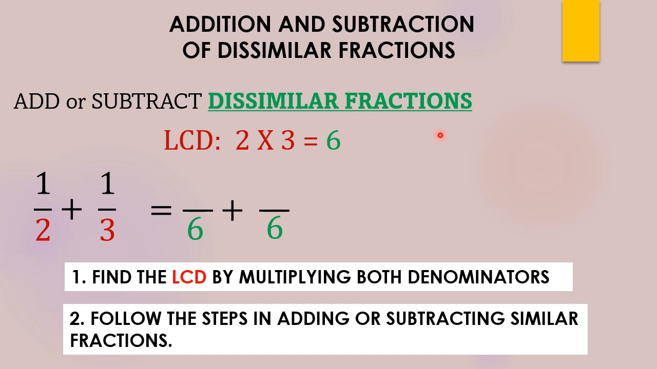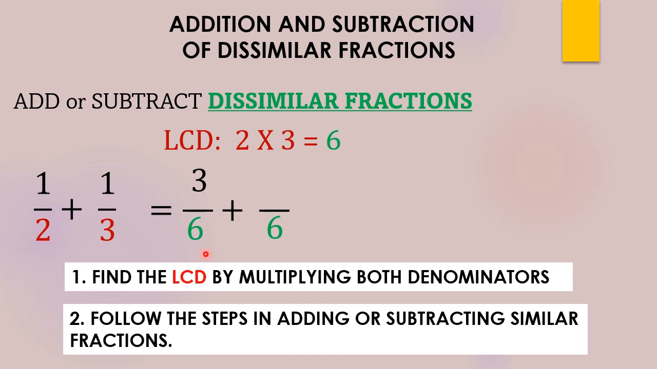And then after getting the LCD of the two fractions, in order to get the numerators, divide the LCD by the denominator, 6 divided by 2, which is 3, and then multiply it to its numerator, which is 1. So 6 divided by 2 is 3, times 1 is 3. So that will be the numerator.